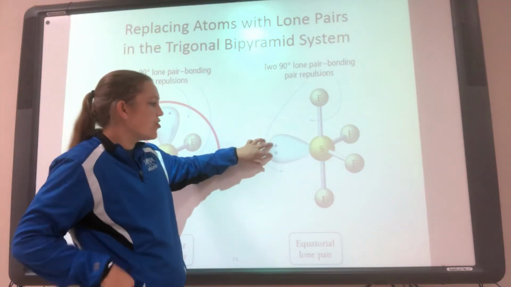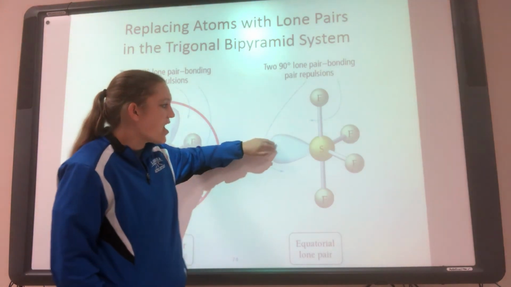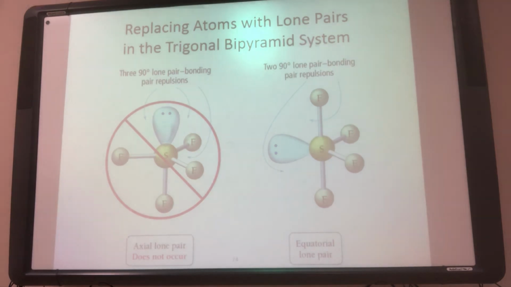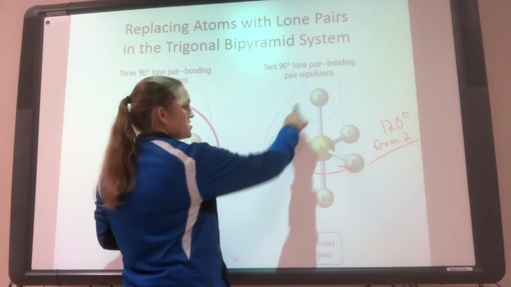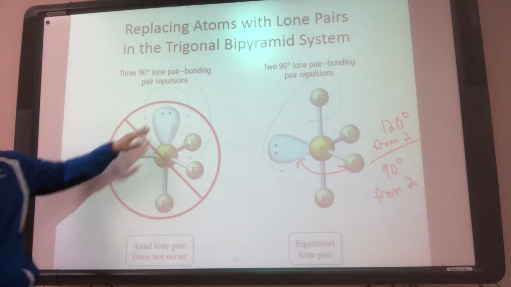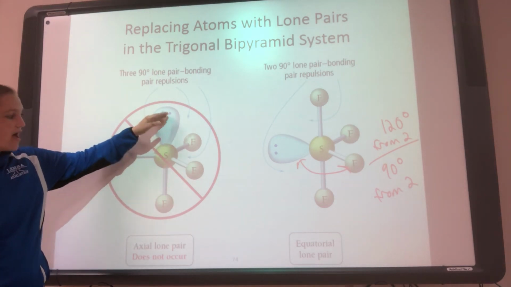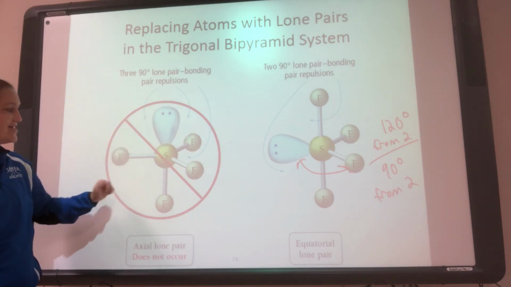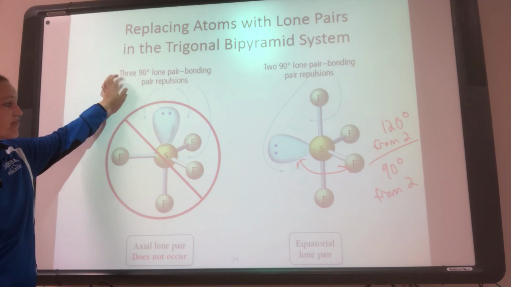If I put the lone pair here, then I would be 120 from two things. So here to here would be 120, so I'd be 120 degrees away from two things. And then from here to here would be 90, so I would be 90 degrees from two things. Say I put it in the top. In the top, I'm not 120 from anything because I'm in axial. So axial is only 90, and here I'm 90 degrees from three things.